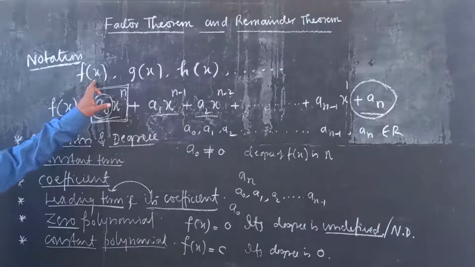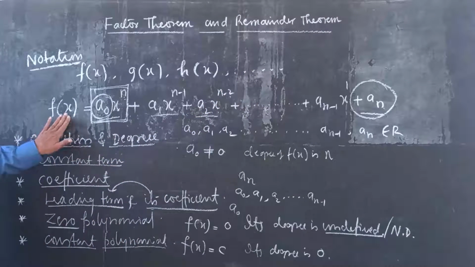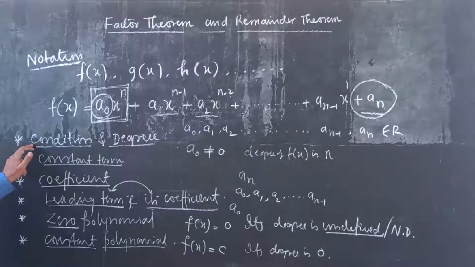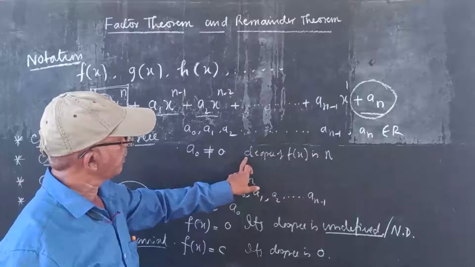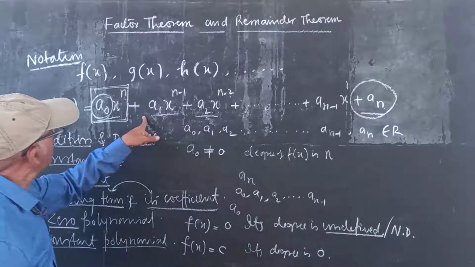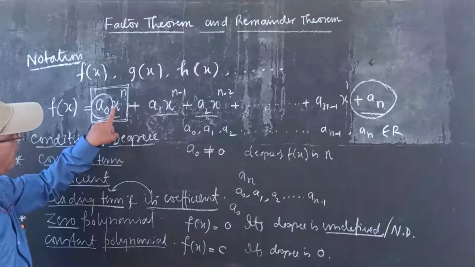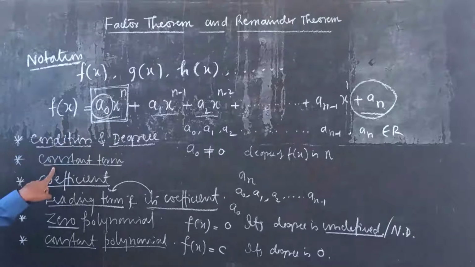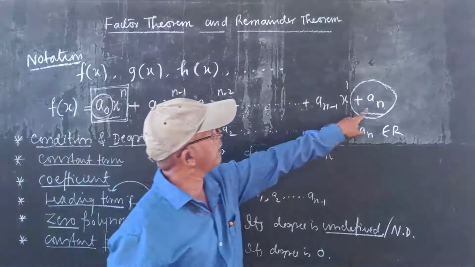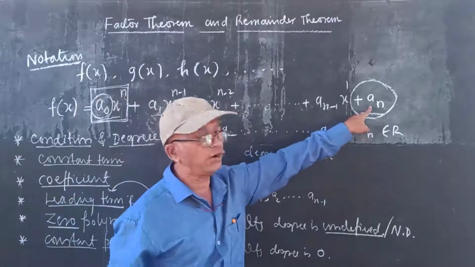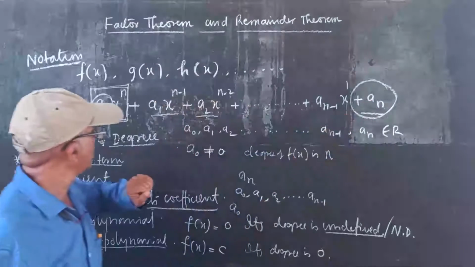Polynomials are denoted by f(x), g(x), h(x), etc. Let us take f(x) equal to the polynomial. Now the condition is that a0 should not be equal to 0. Then we say it is a polynomial of degree n with variable x, and it is denoted by f(x). This is the constant term. It is also called the term independent of x.